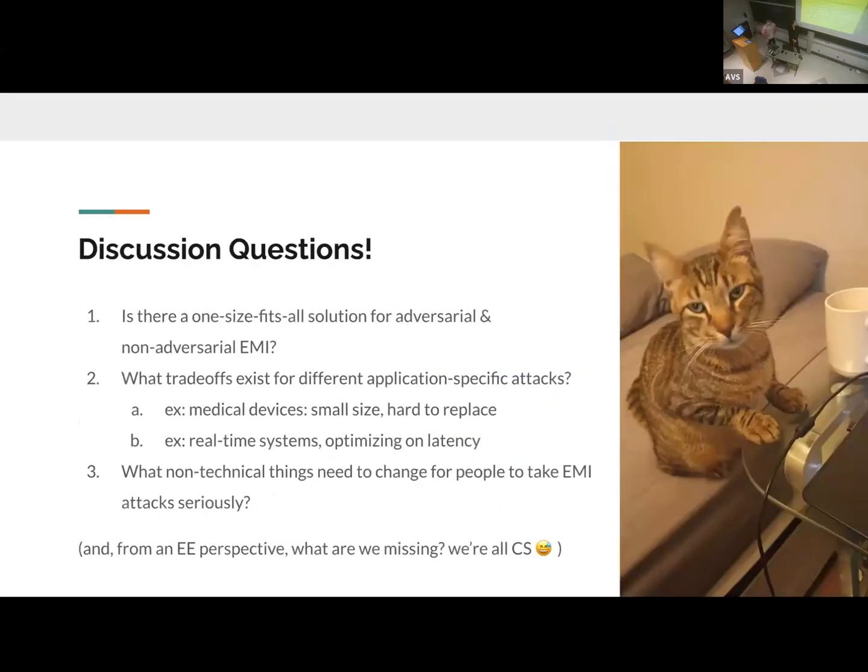So as we've mentioned many times, none of us are EE majors, so we know very little about this field. So we have some discussion questions for all of you. Is it true that there's a one-size-fits-all solution for adversarial and non-adversarial EMI? Or are there context-specific things, like for medical devices, which are small and you can't really rip a pacemaker out of someone? Or for a real-time system where latency is much more important than size? And finally, what are the non-technical things that we need to change for people to take EMI attacks more seriously?